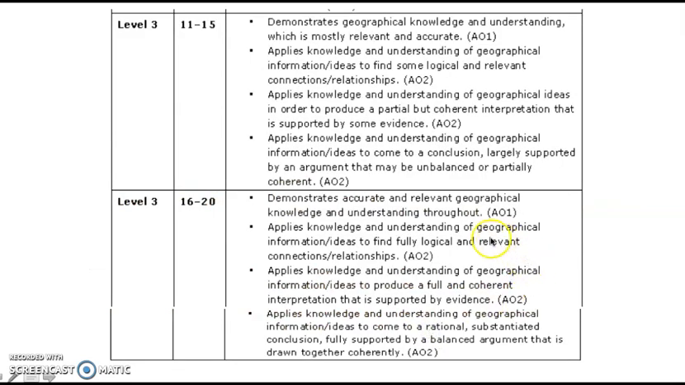And again, we can see this here, that this is very similar to, and this should read level 4, it was an error on the specification. It's very similar to the assess question, but the difference really comes in this idea of coming to a rational, substantiated conclusion, fully supported by a balanced argument. So you must make sure that your conclusion backs up what you've been saying in your answer.